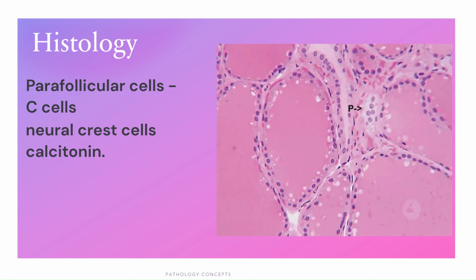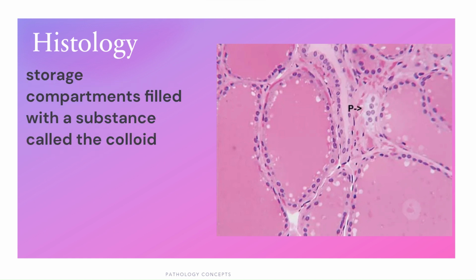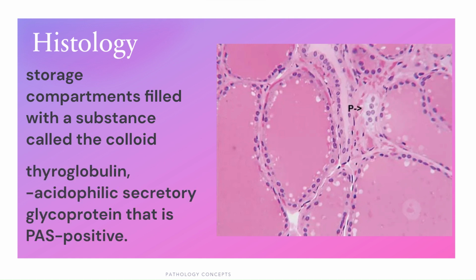Calcitonin helps deposit calcium and phosphate in skeletal and other tissues, leading to hypocalcemia. This function is opposite to that of parathormone. The thyroid follicles act as a storage compartment filled with a substance called colloid. This colloid is thyroglobulin, which is an acidophilic secretory glycoprotein that is PAS positive.